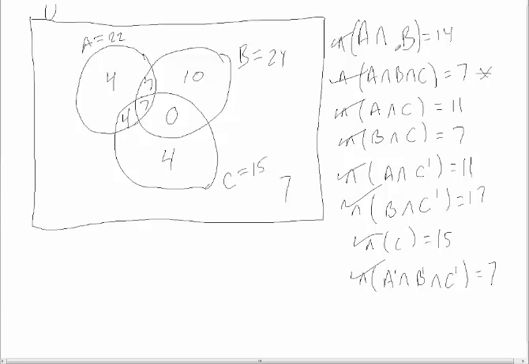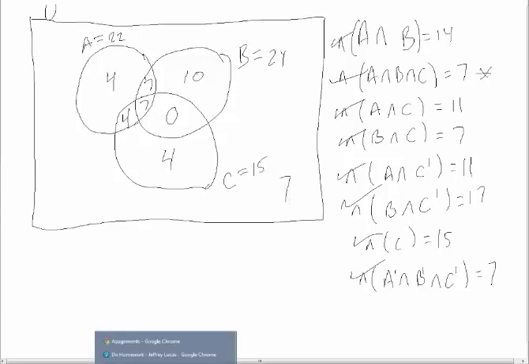So we can go back and check. A intersection B, that total overlap, yeah, 7 plus 7 is 14. The intersection of all 3 is 7. The intersection of A and C is 4 plus 7 or 11. The intersection of B and C is 7 plus 0. A not C is the sum of these two, 4 plus 7 is 11. B and not C are these two, 17. C adds up: 4 plus 4 plus 7 plus 0 is 15. And on the outside is 7.